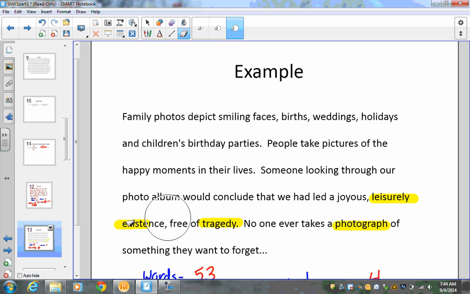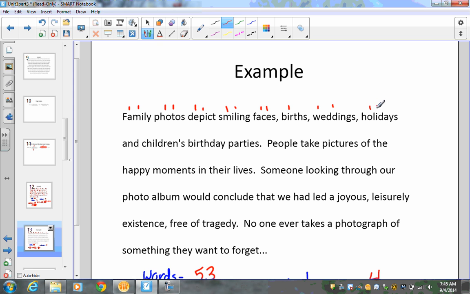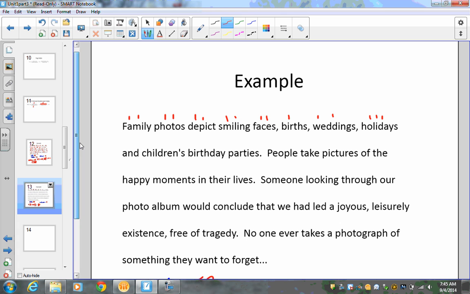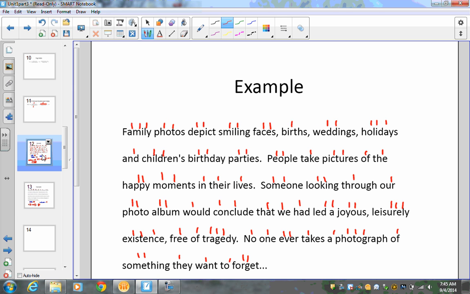Let me clean this up a little bit. The best way that I've figured out how to do it is just go through the whole thing and put a little dash every time you deal with syllables. So family, that's 2 syllables, photos, depict, smiling, faces, births, weddings, holidays. Actually, I think I might have messed up on the last one because I don't think I highlighted holidays as one of the complex words. But anyway, you get the concept. We have to go through this entire thing to figure out how many syllables there are. I went ahead and did that, and those are all my syllables.